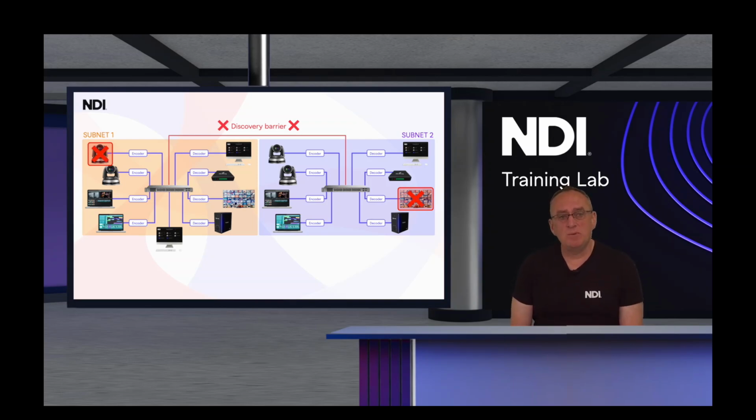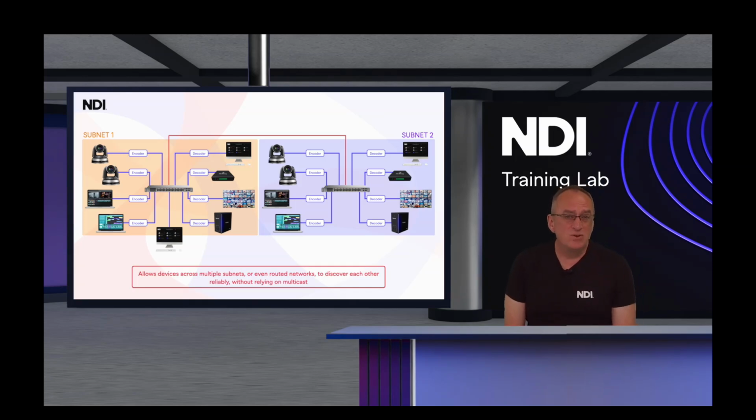Unless specific solutions are implemented, of course, we need some primary options for enabling NDI across subnet boundaries. First of all is NDI Discovery Server, which is recommended. It's the most robust and scalable method. With the NDI Discovery Server, this replaces mDNS with a unicast-based registration system, so all NDI devices, both senders and receivers, are configured to communicate with the discovery server itself. This allows devices across multiple subnets or even routed networks to discover each other reliably without relying on multicast.